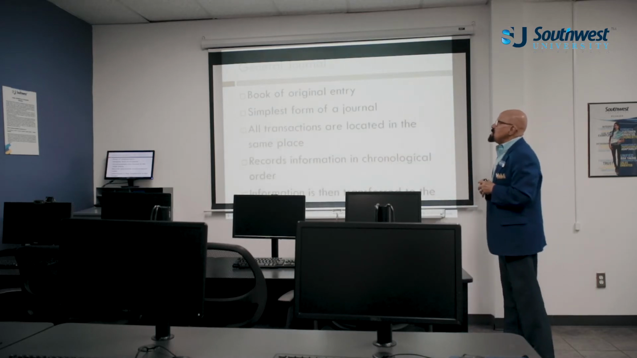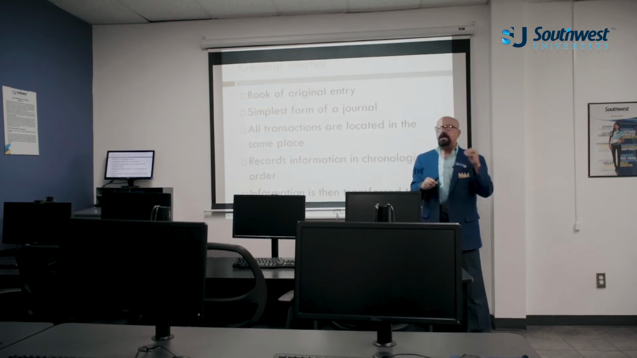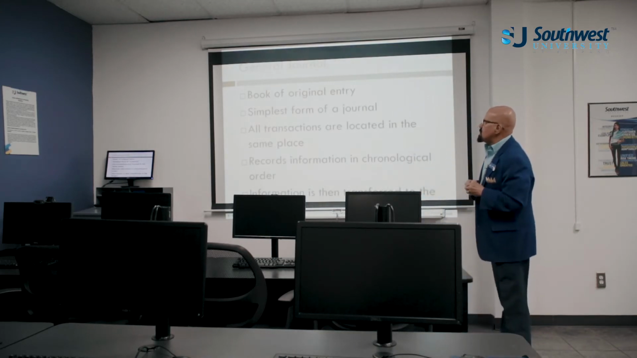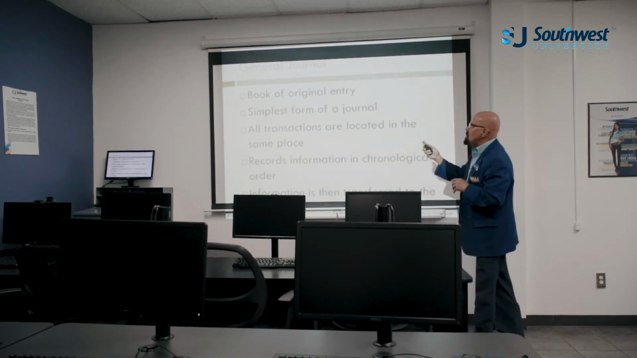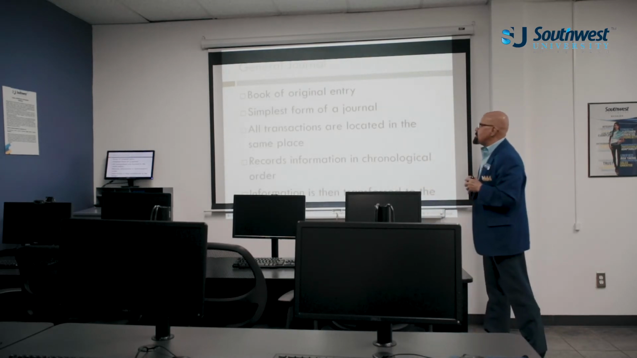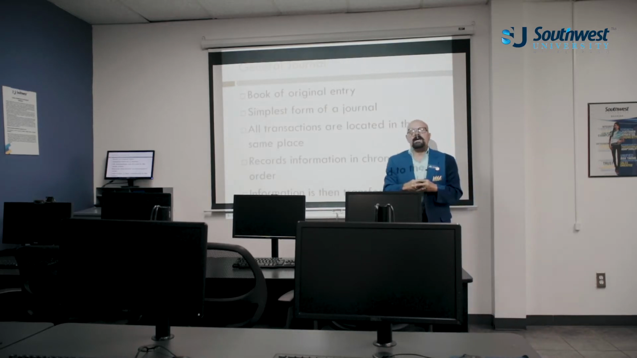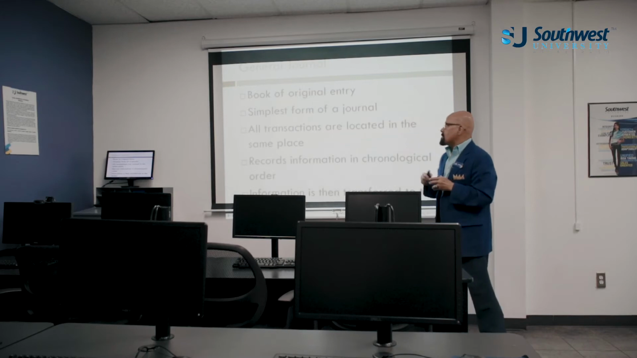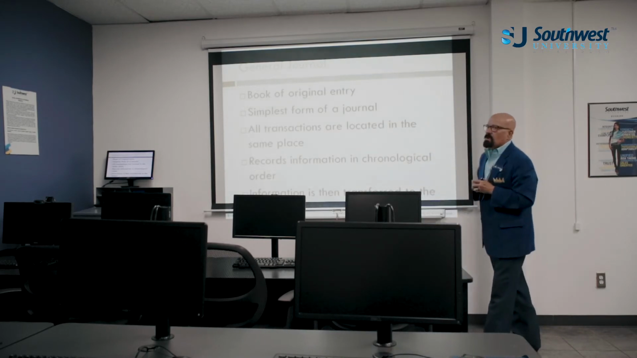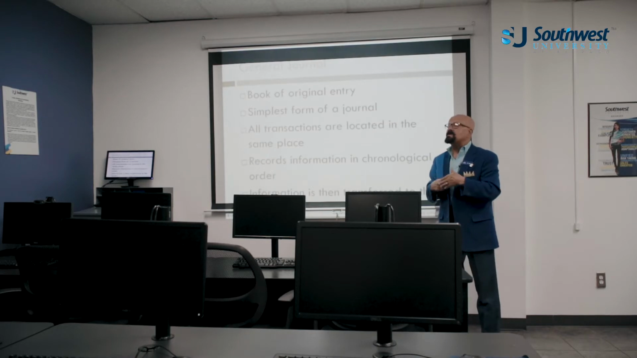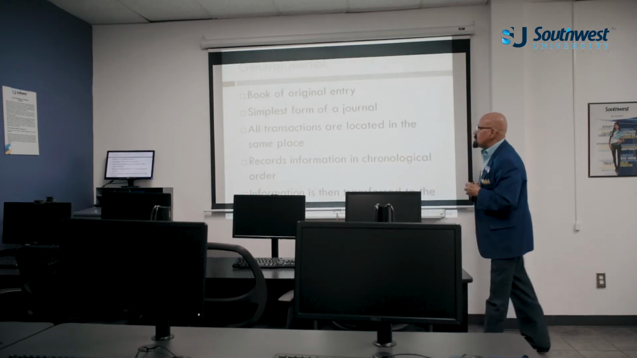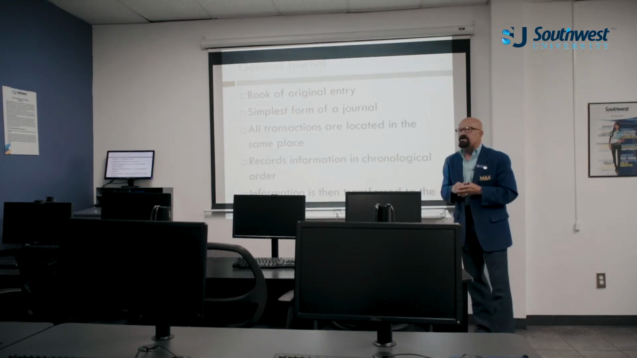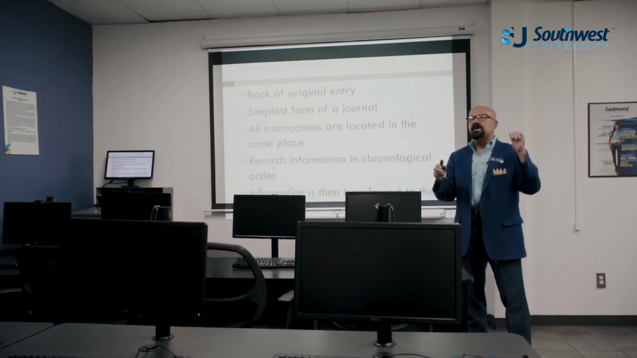Now, general journal is your book of original entry. And it's like I said, it's a diary of all your transactions. Simplest form of a journal, okay? Whatever transaction you do, you write it down or you put it into the computer. All transactions are located in the same place. It has to be transparent, and it has to be able to be explainable. Okay? Records information in chronological order. Okay? So we start January 1st. If we're on a calendar year, we go all the way to December 31st. Okay? Information is then transferred to the ledger by account. Remember, the ledger is by account.